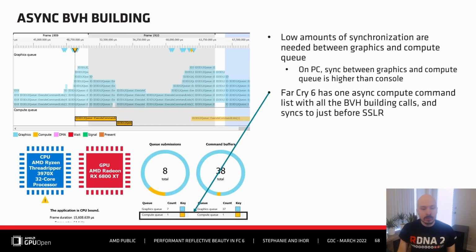So over here you can see how we actually populate our command lists and what that looks like. We have one compute command list with all of our build BVH calls and one compute queue submission with one synchronization with the actual graphics queue for ray tracing. And this is very good to do because on PC, synchronizations between queues are more expensive than they are on console. So you do want to limit them where you can to save on performance. And over here we have just about the simplest form of synchronization that you can ask for BVH building, which makes it very easy to integrate from that standpoint.